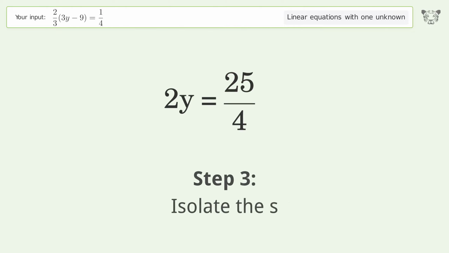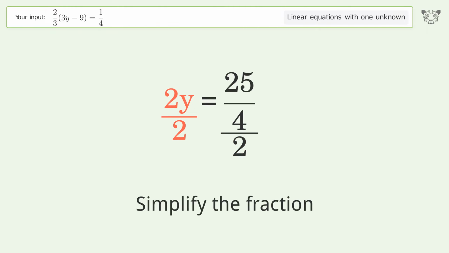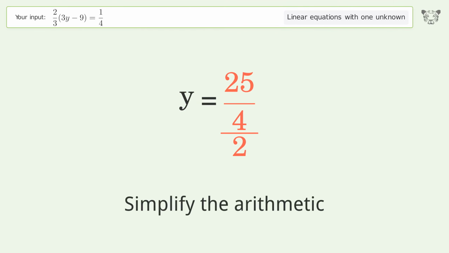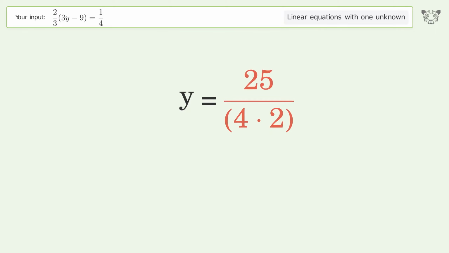Isolate the y. Divide both sides by 2. Simplify the fraction. Simplify the arithmetic. And so the final result is y equals 25/8.